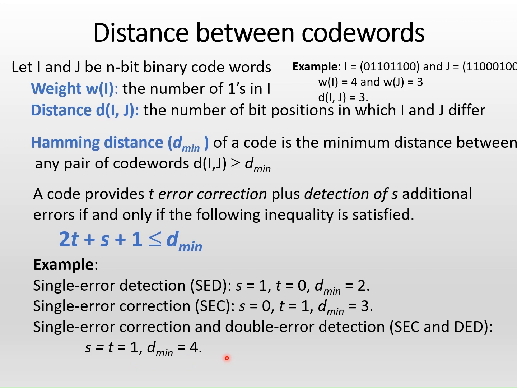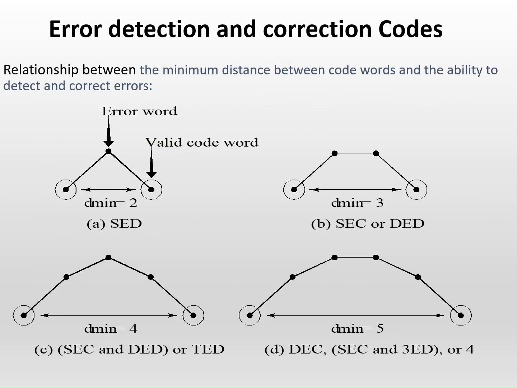So this Hamming distance is very important to know what is the Hamming distance in a set of code word, and accordingly the code will have error detection and error correction capability. That formula that we have seen in my previous slide, 2t plus s plus 1 less than equal to d minimum, can be depicted better pictorially.